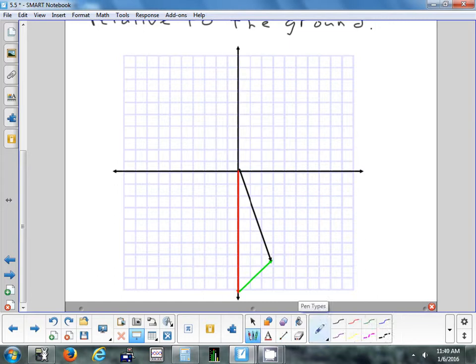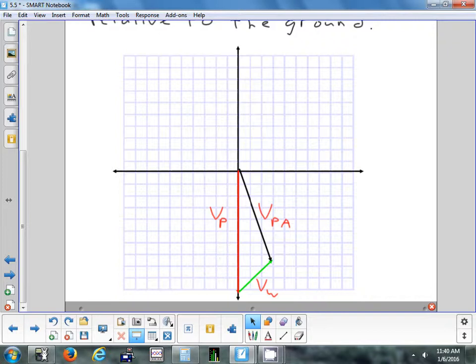Okay, so this is my velocity vector. We'll call that for the plane. That's for the wind. And I'll call this one plane actual. Okay, that's the actual direction the plane is going to go in. Okay, any questions so far?